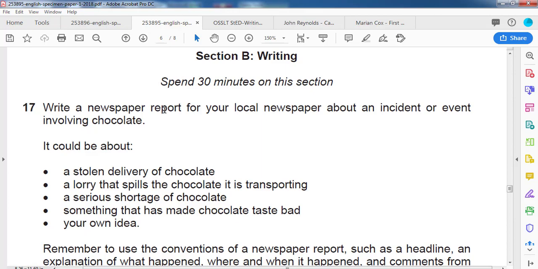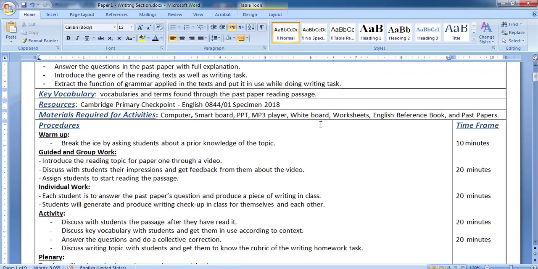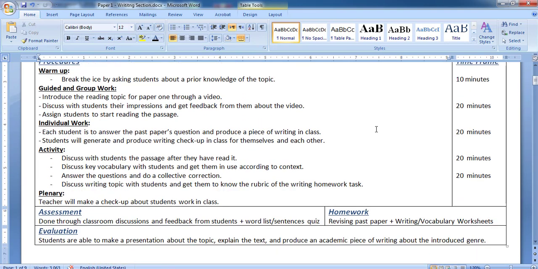However, both are non-fiction because this is something related to paper one. In today's session we will speak about writing a newspaper report. To remind you of what we did yesterday, this is the lesson plan.